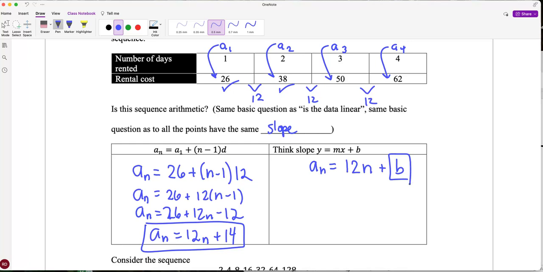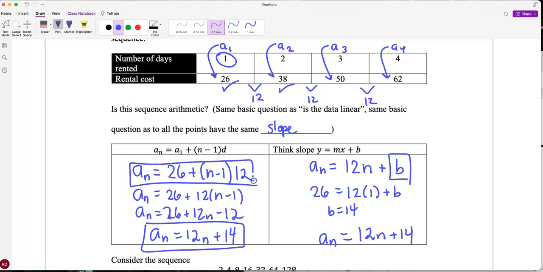Now you know that when you plug in a 1, you need to get a 26. So 26 equals 12 times 1 plus b. So b is equal to 14. So AN is equal to 12n plus 14. So this is the formula. This is my explicit formula right here. But just by distributing, I get something that looks like mx plus b, okay?